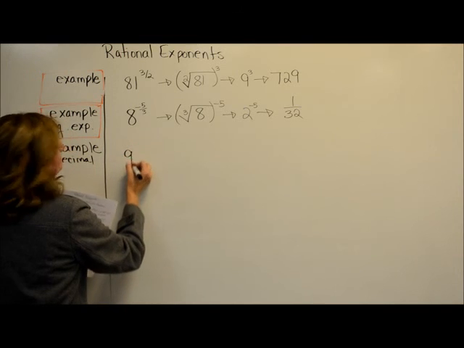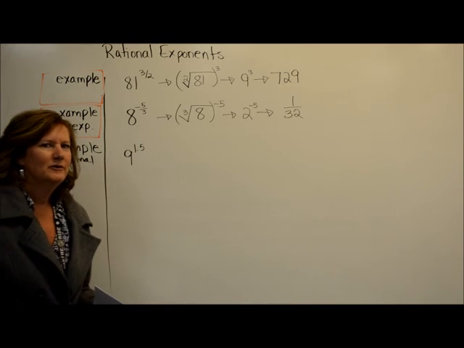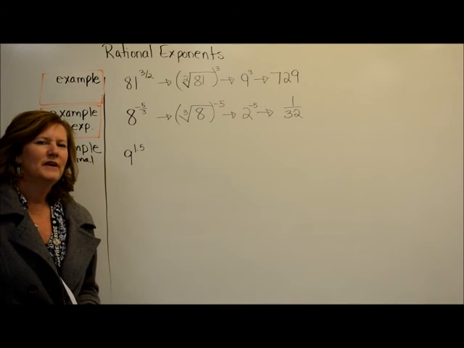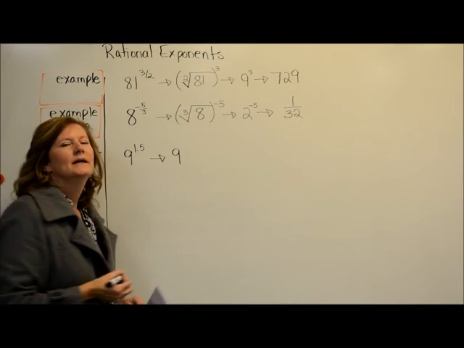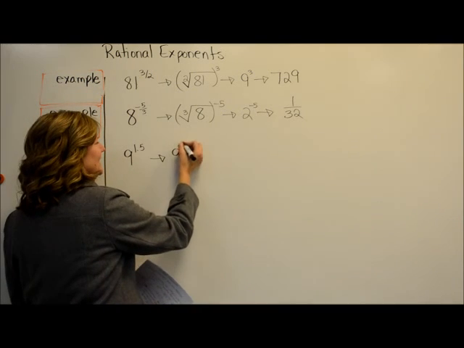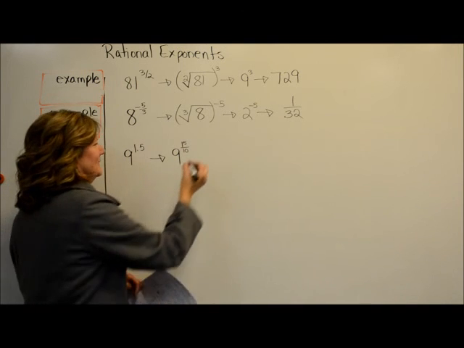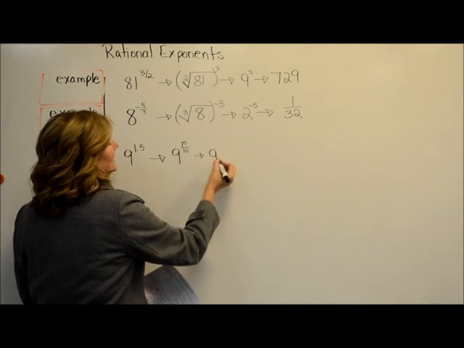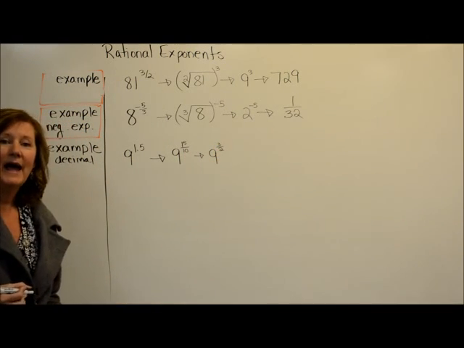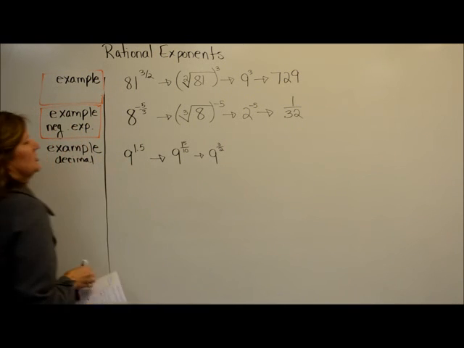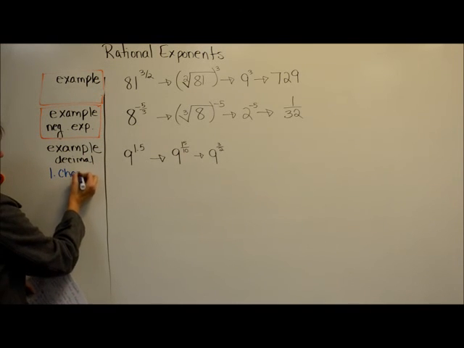Okay, so if I have 9 to the 1.5, I don't know how to change that to radical form, but I do know how to change 1.5 to a fraction. And I know that 1.5 is, how do you do it? Oh yeah, it's 15 over 10, right? That gets rid of my decimal. And I can change that to 9 to the, 5 goes into 15 3 times and into 10 twice. So it's 9 to the 3 halves. So number 1 here for a decimal is change it to a fraction.